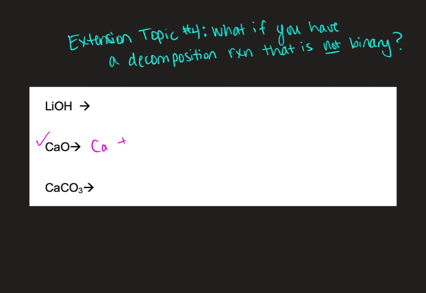It's just going to split apart into its elements, which are calcium and oxygen. You have to remember your diatomics, and then you do have to balance the equation. These other guys, though, are a little bit different. LiOH does not just split apart into lithium, oxygen, and hydrogen. Instead, you kind of have to memorize it. A metal hydroxide splits apart into the metal oxide plus water.